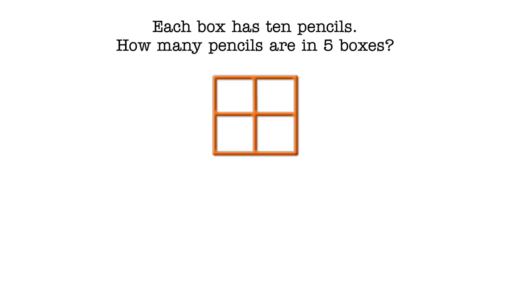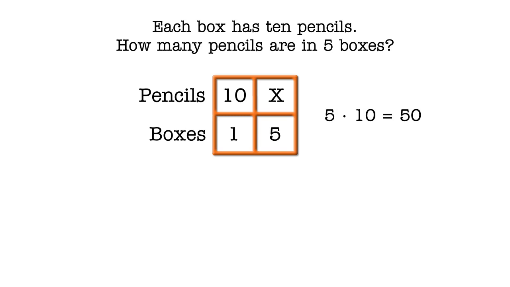Each box has 10 pencils. How many pencils are in 5 boxes? You've worked problems like these using a multiplication number family. Let's work this one. We enter 1 and label it boxes for each box. We label the other row pencils. Since we're comparing the number of boxes and pencils, we enter 10 here, since each box has 10 pencils. We have 5 boxes, so we enter 5 here. We want to know how many pencils are in 5 boxes, so we enter an X here. We solve the problem with this number sentence, and see that there are 50 pencils in 5 boxes.